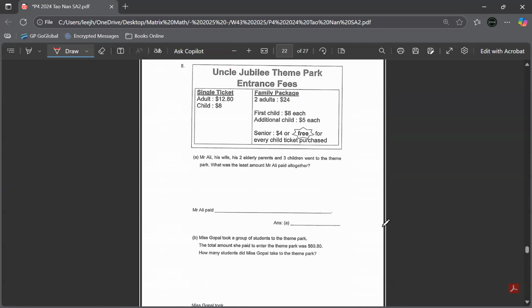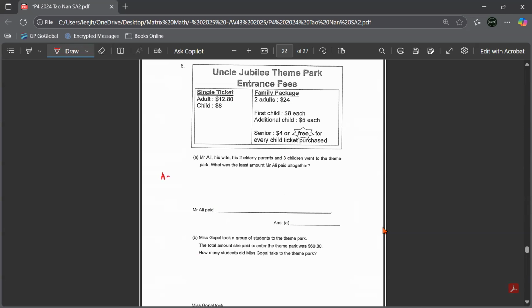Question number 8. This is the theme park entrance fees. So single ticket, one adult is 12.80, one child is $8. But for the family package, two adults 24. First child will be $8. Additional child is $5 each. Senior is free for every child ticket purchase. So Mr. Ali, his wife, his two elderly parents and three children went to the theme park. So what was the least amount Mr. Ali paid? So we need to classify.